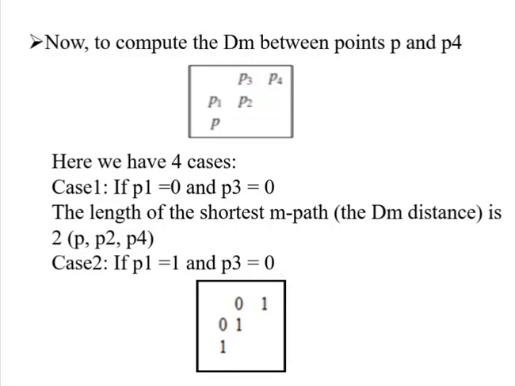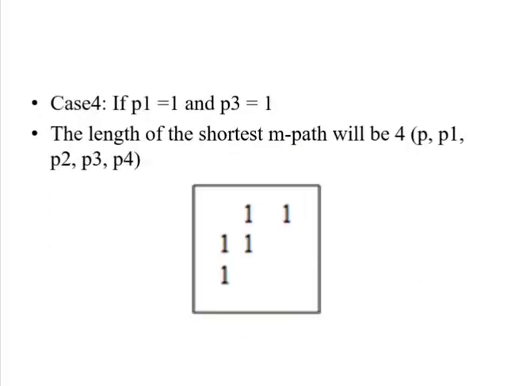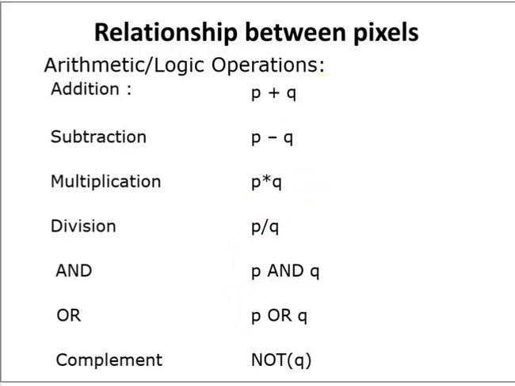Now we can perform some arithmetic and logical operations on the pixel. The first arithmetic operation is addition. Addition means we add the values of the pixels, that is P plus Q. Subtraction is the second arithmetic operation, which performs the subtraction of the pixels, that is P minus Q.